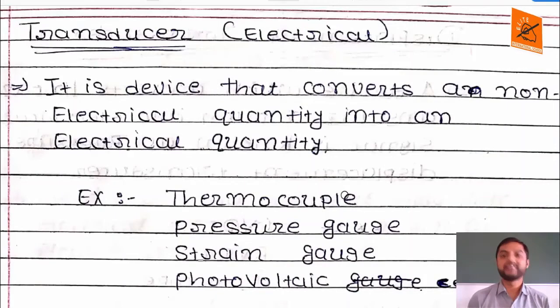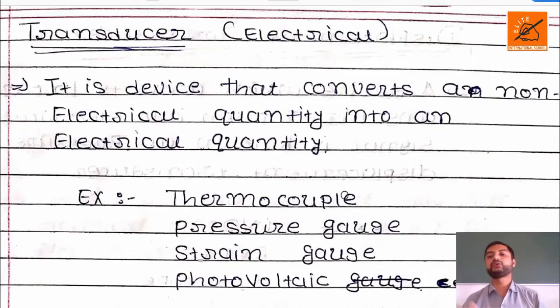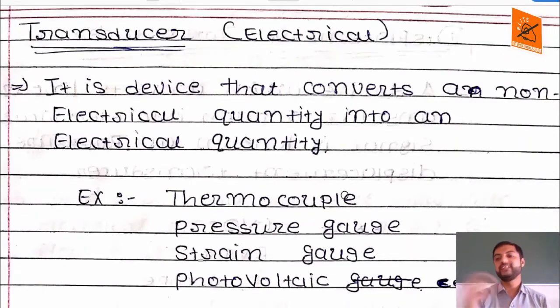Now another type is transducer, which is also called electric transducer. We have seen that electric transducers convert non-electrical quantity to electrical quantity. Examples are thermocouple, pressure gauge, strain gauge, and solar cells.